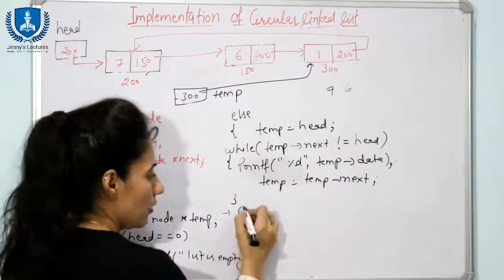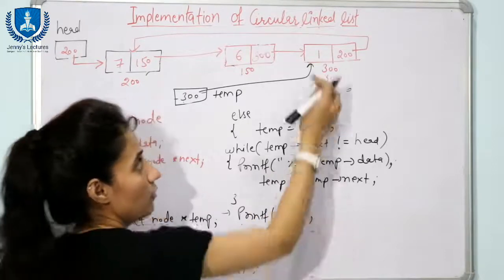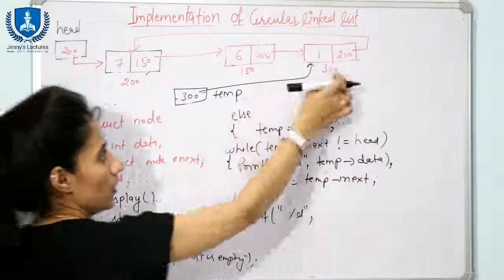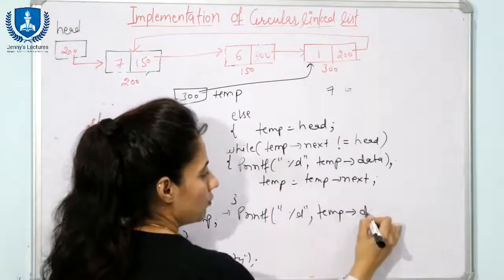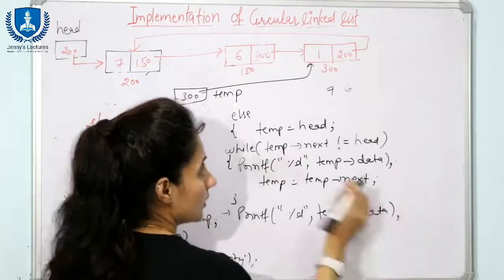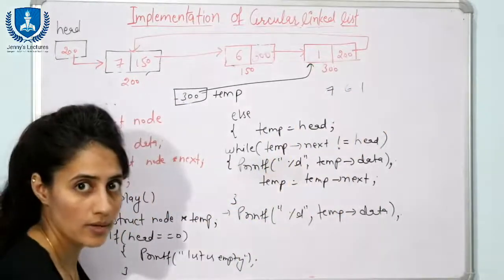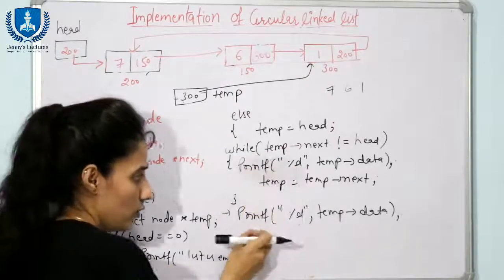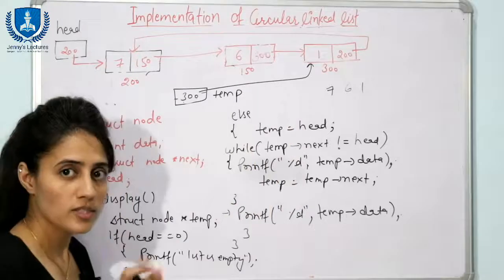So after this you will write one more line, that is printf %d. How can you print this one? Because temp is pointing to this node after this while loop, here I can write temp of data. Temp data means 1 would be printed here, right? So after this while loop you will add one more line to display all the content of this list. So this is how we are going to display.